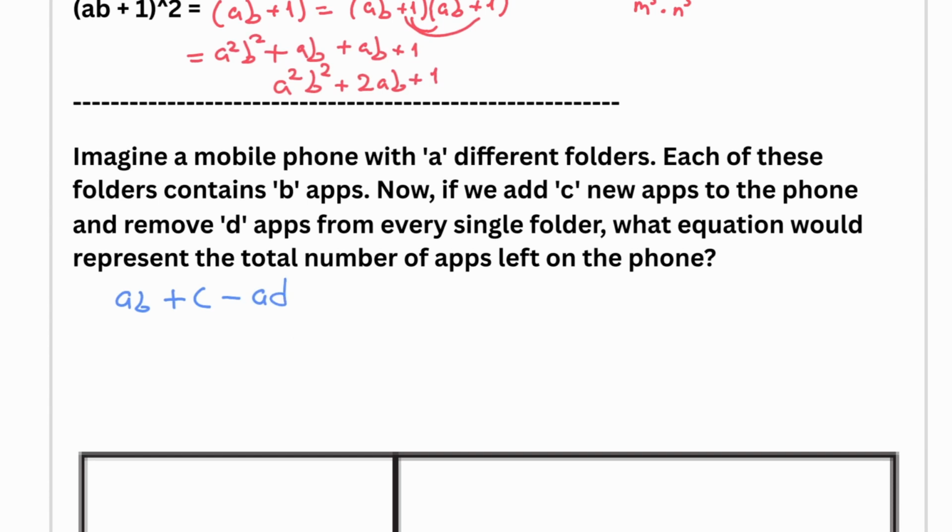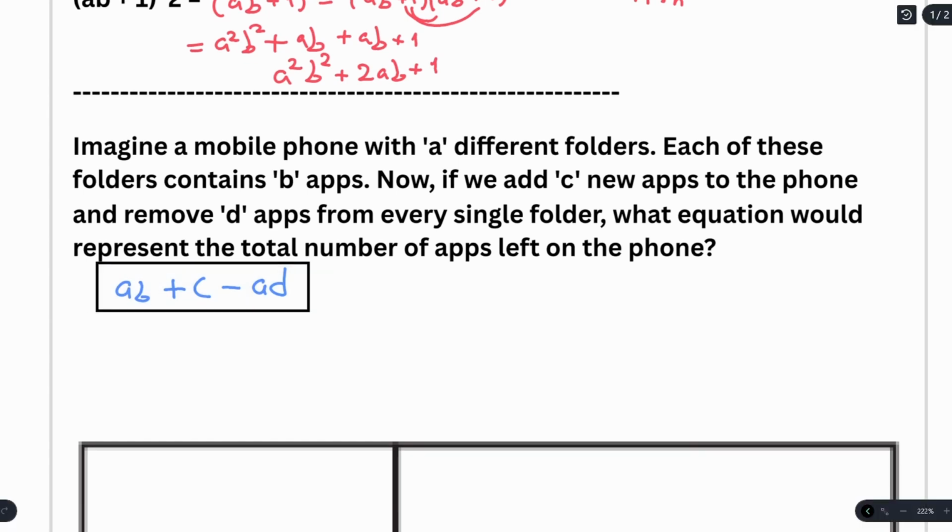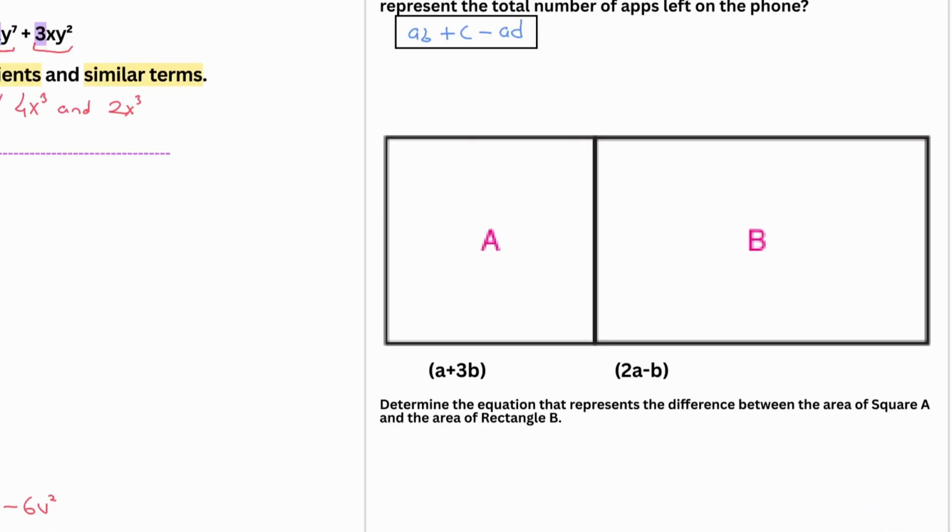What equation would represent the total number of apps left on the phone? Well, we just found it. This is our answer. Okay, let's do the next question.